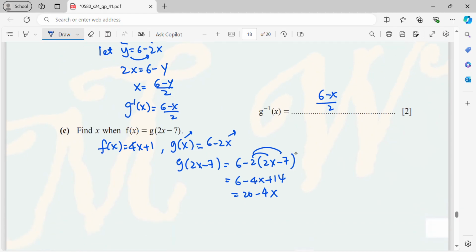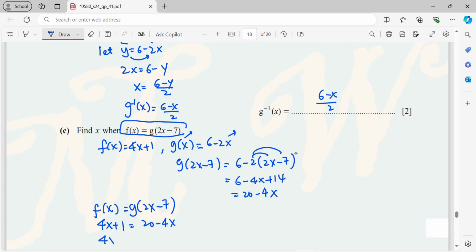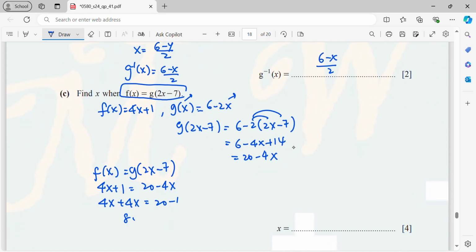Okay, now I substitute into this equation. So f(x) equals g(2x minus 7). That means 4x plus 1 equals 20 minus 4x. Now group the x terms on one side and the numbers on the other side. So here I will get 8x equals 19. Hence x equals 19 over 8. So that is the solution for C.